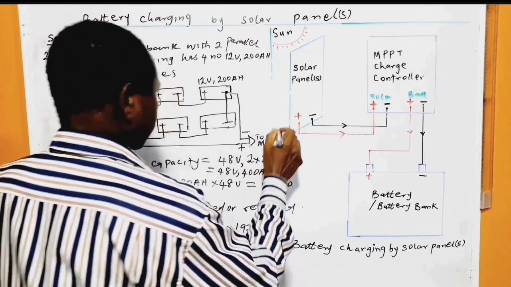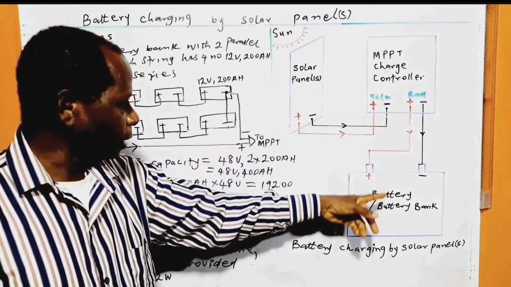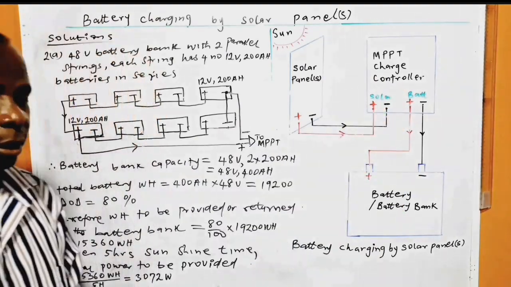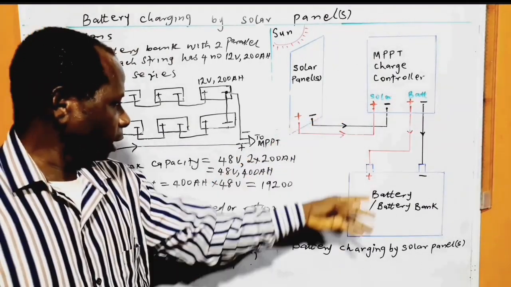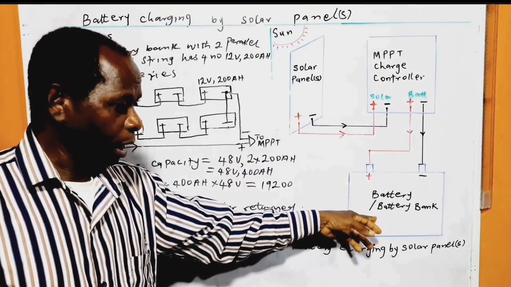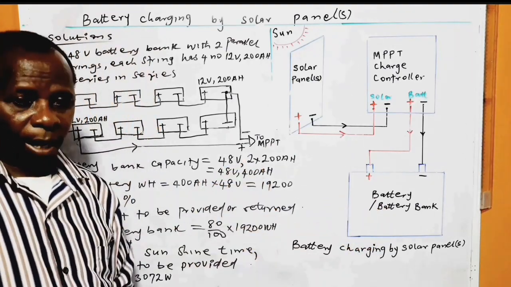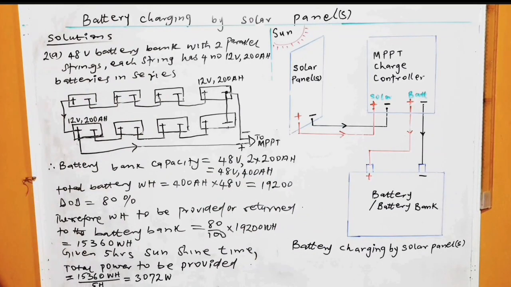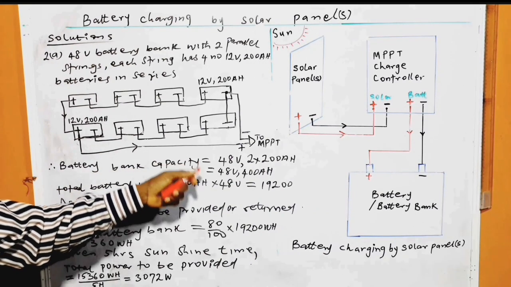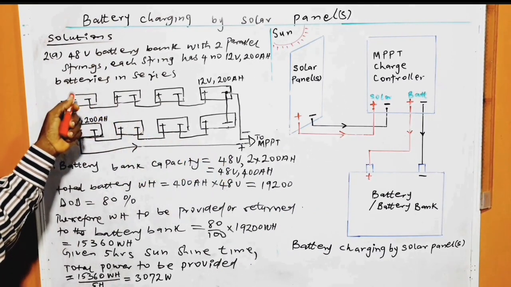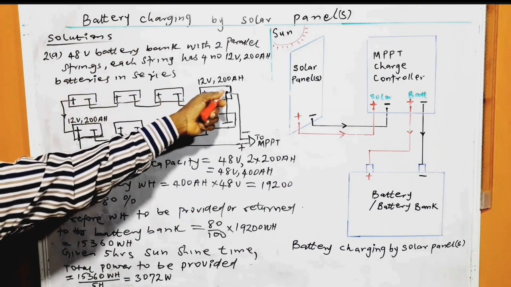Alright, just as we have it here. This is the MPPT charge controller. There is a connection between the battery and the MPPT charge controller. In this case, instead of one ordinary battery, we are having a battery bank comprising many batteries. So the battery bank voltage now is equal to 48 volts, because we have 12 volt, 12, 12, 12 volts. That's 12 times 4, 48.